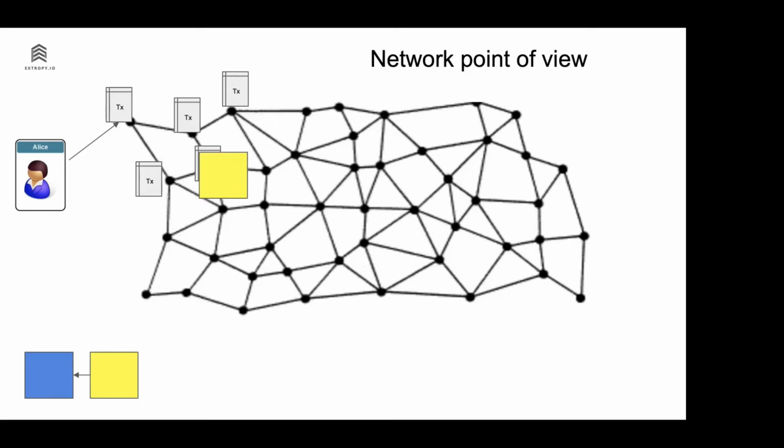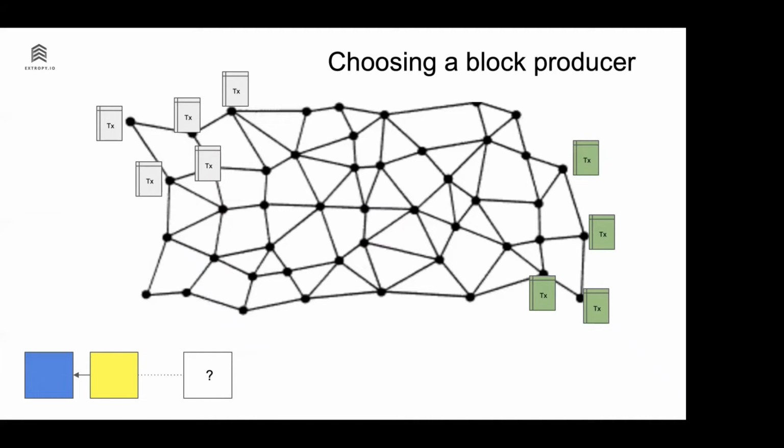And this process continues nicely. More blocks are produced over time. In Bitcoin, this is every 10 minutes or so. In Ethereum, every 12 to 15 seconds. But a problem we face is: how do we choose who's going to produce a block?